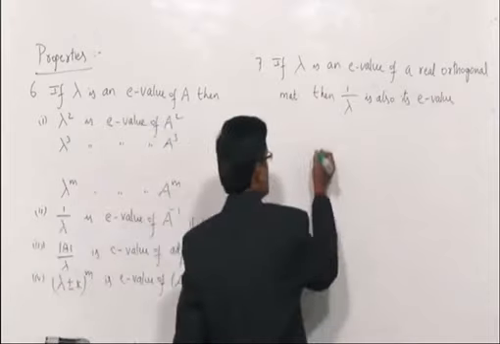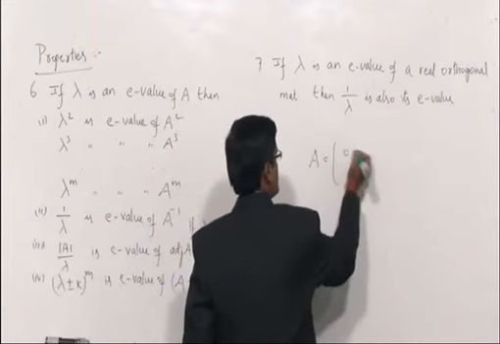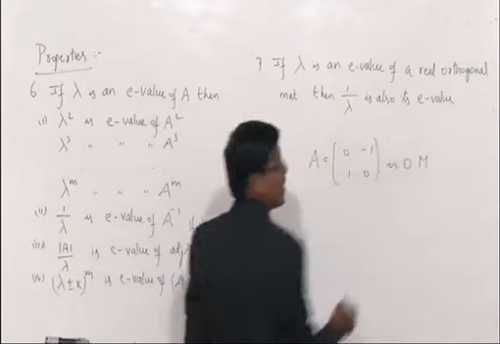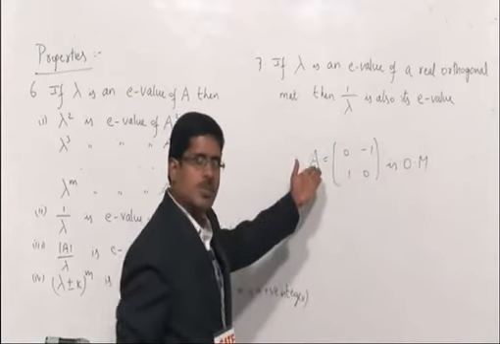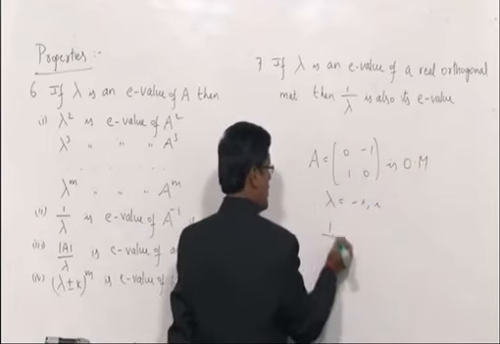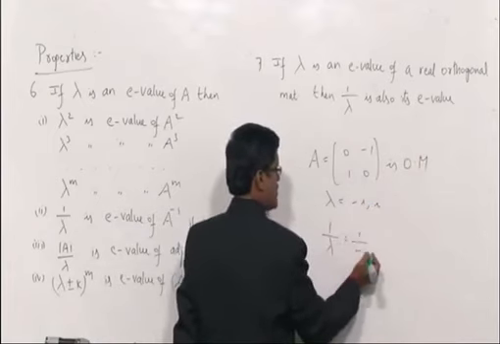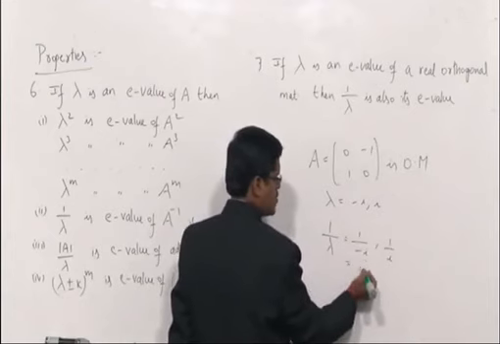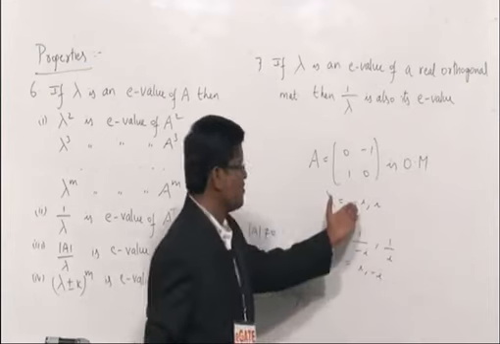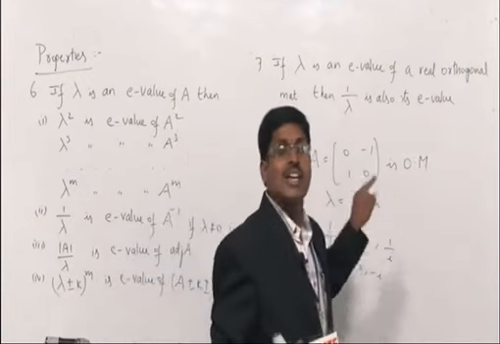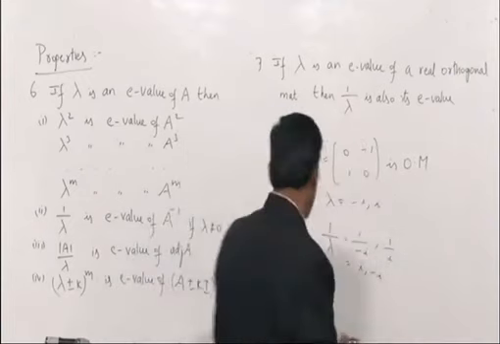Just verify. Today's second problem, what is this? 0, minus 1, 1, 0. So this is OM. OM stands for orthogonal matrix. You verify A into A transpose is equal to I. In this problem, we got lambda minus i, i. What is 1 by lambda? 1 by minus i and 1 by i. What is 1 by i? Minus i. So this becomes i, minus i, which are nothing but the previous ones. Whenever lambda is an eigenvalue, its 1 by lambda is also an eigenvalue of the same real orthogonal matrix. Okay.